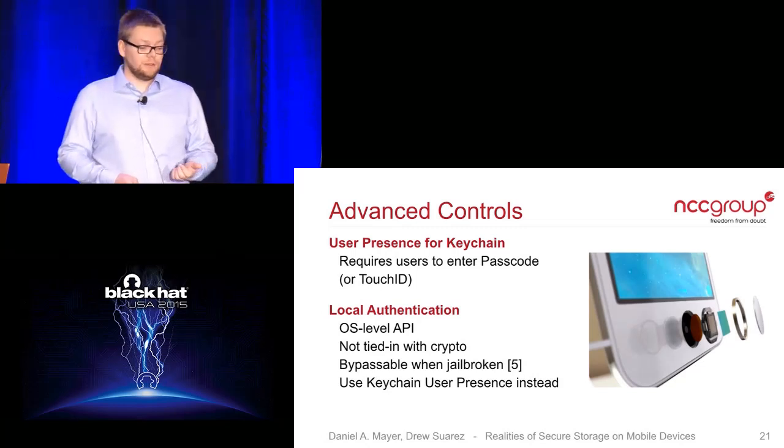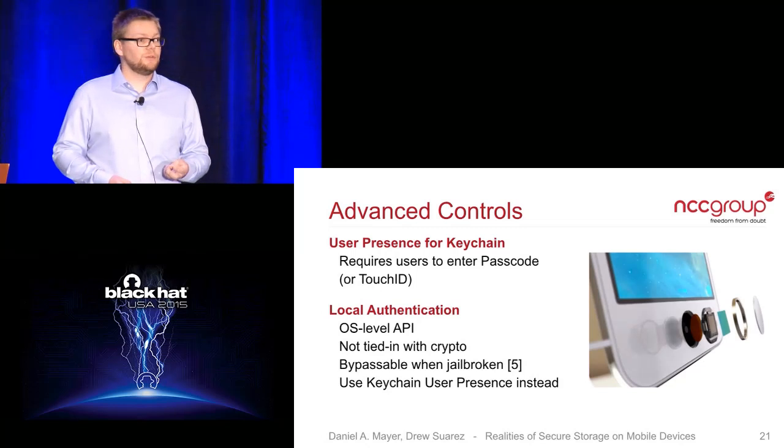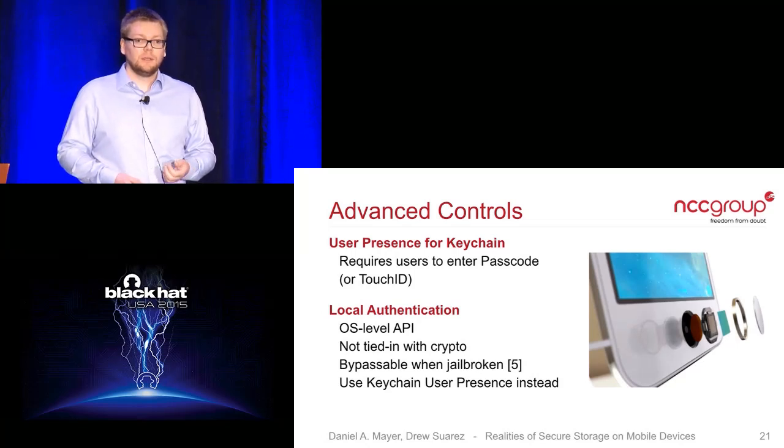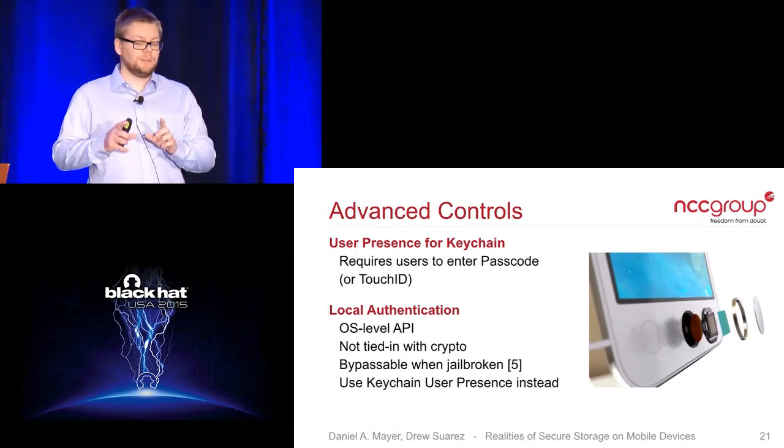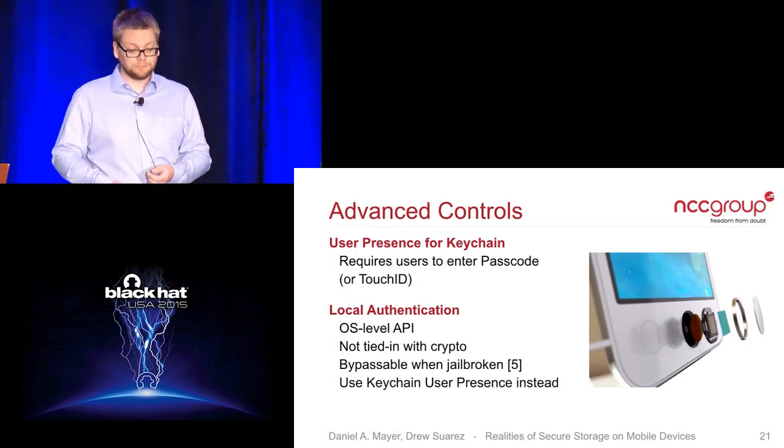And besides device unlock, it also is tied into two mechanisms which are exposed to the developers. The first one is user presence for the keychain. And that basically takes the granular control one step further. It's not only that the data is accessible when the device is unlocked, but it's protected until you actually try to read it. So you try to read a keychain item, and you will get a dialog popping up, saying, please swipe your finger or enter your passcode.